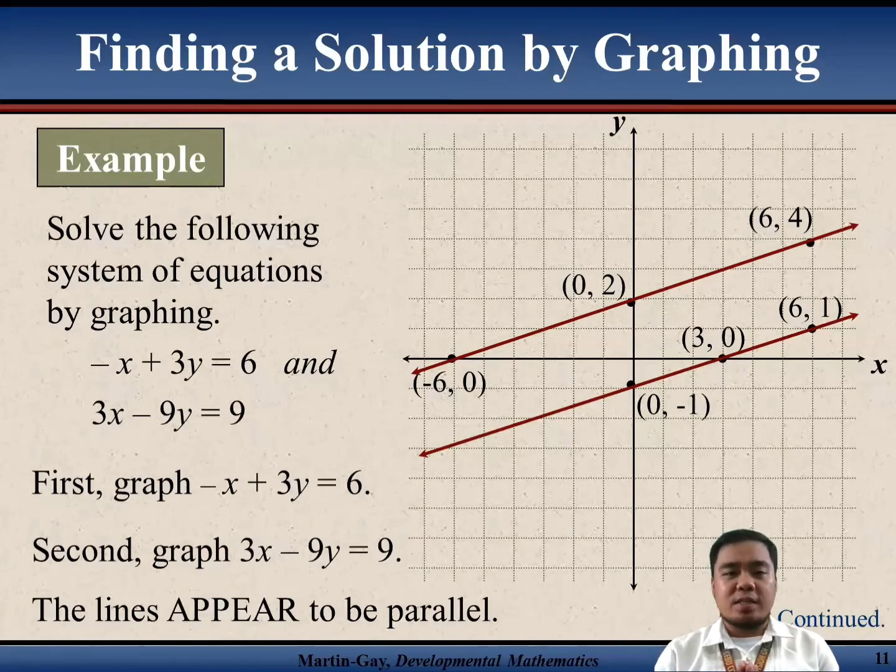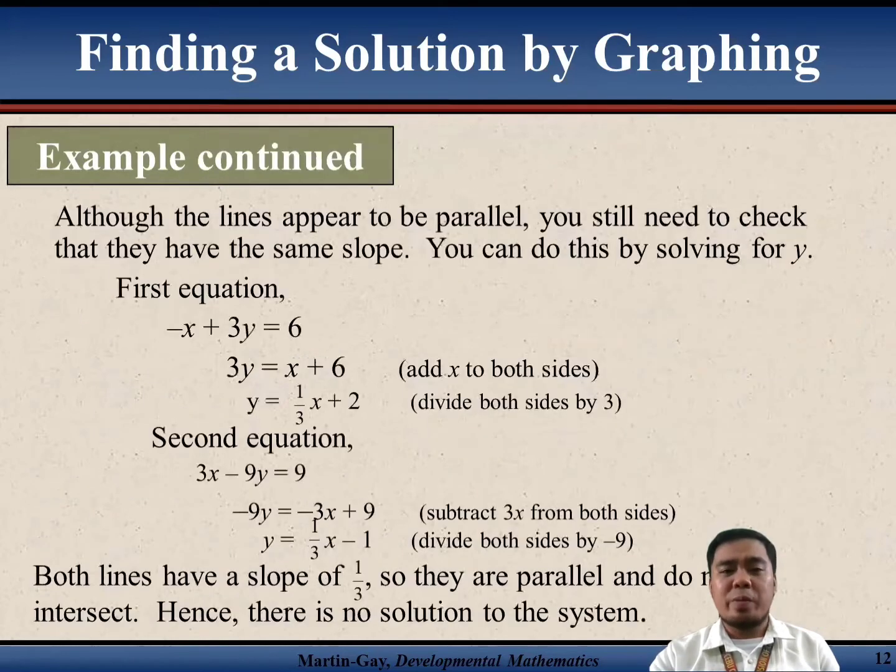For cases like this, as you graph the equations negative x plus 3y is equal to 6 and 3x minus 9y is equal to 9, you notice that they do not have any point of intersection. So we can conclude that the two lines seem to be parallel. Now we have to check that these are really parallel lines by getting the slope. Always remember that parallel lines have the same slope in the form y is equal to mx plus b. You have to recall that already.